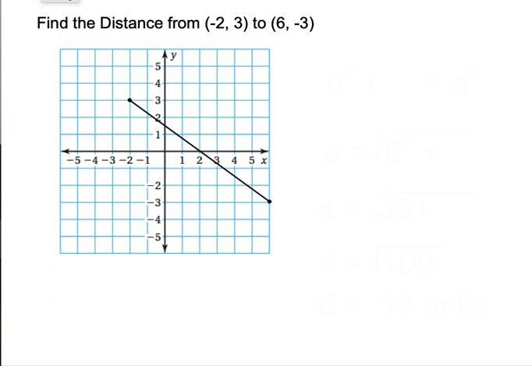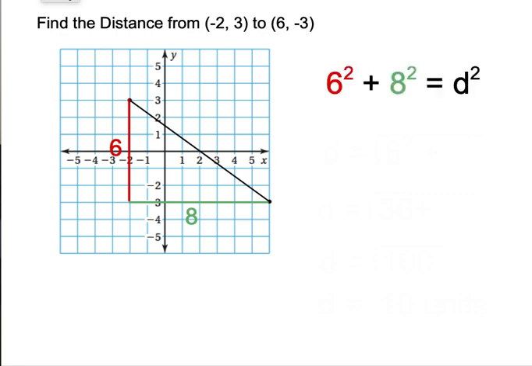So if we are to find the distance between (-2, 3) and (6, -3), what we have done historically is draw ourselves a picture, maybe on graph paper. It doesn't have to be, it can be kind of rudimentary. We create a right triangle by figuring out the change in x, which in this case is 8, and the change in y, which in this case is 6.